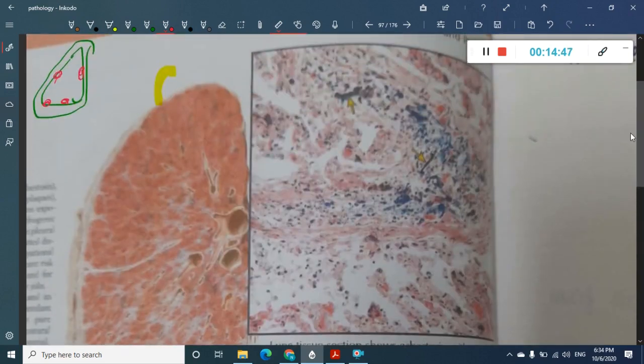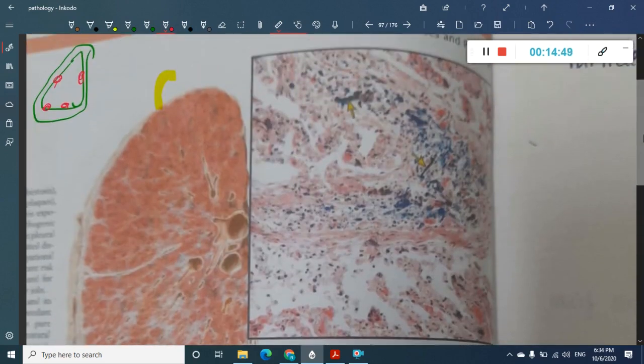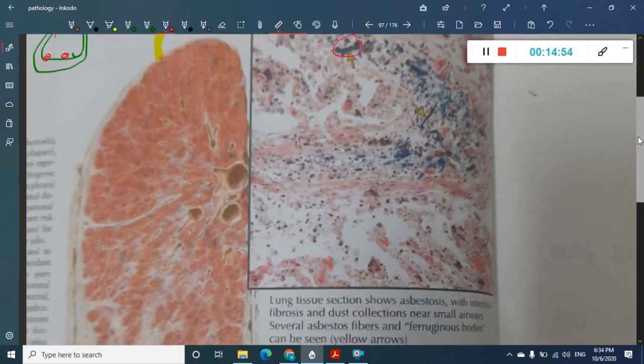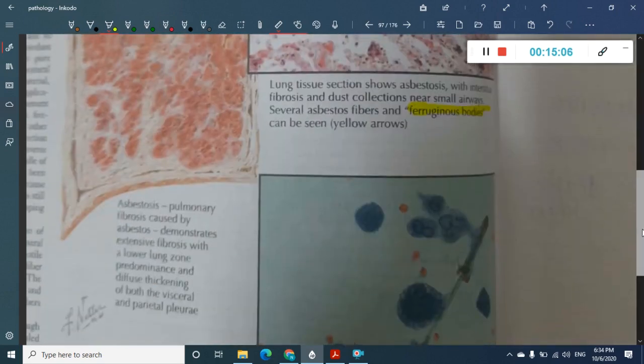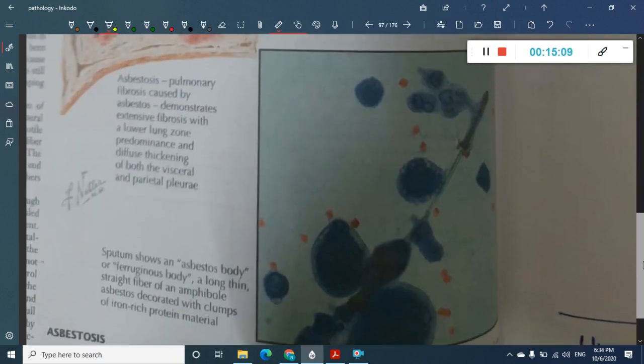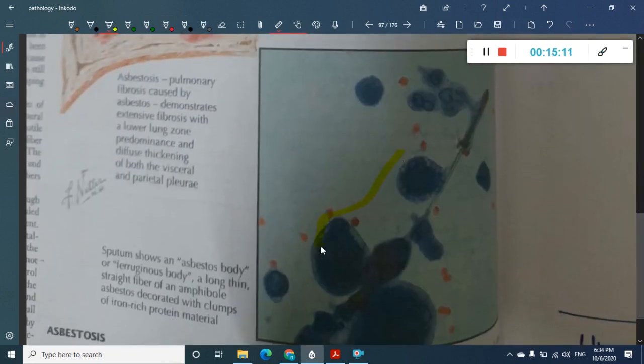See, in this picture you can see the asbestos bodies, which are dumbbell shaped bodies. These are also called ferruginous bodies. So these are the asbestos bodies or ferruginous bodies which you are seeing here in asbestosis. Then you can even see this big ferruginous body here. And what is this long thin fiber which you are seeing here? This is the fiber of amphibole asbestos.